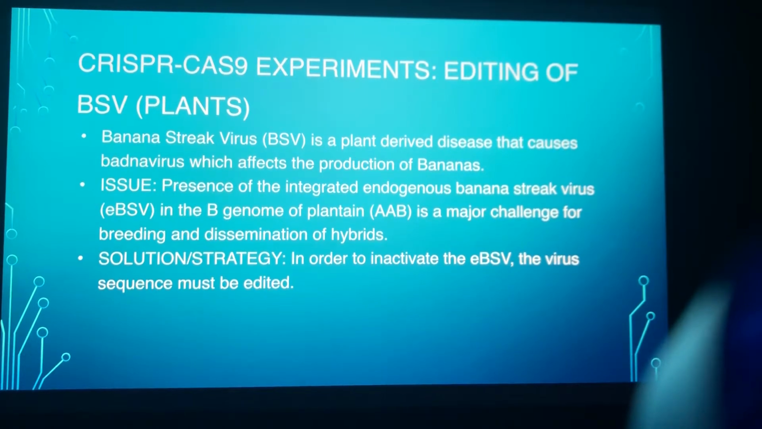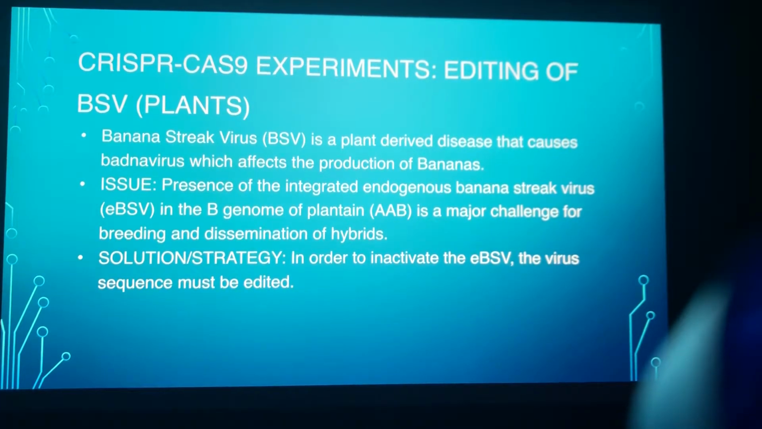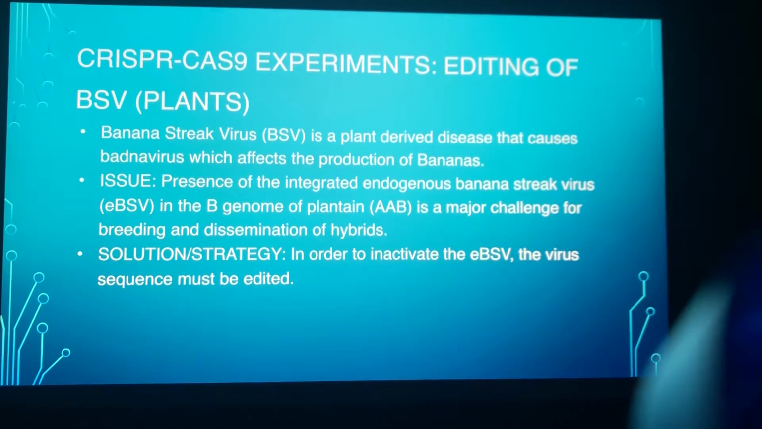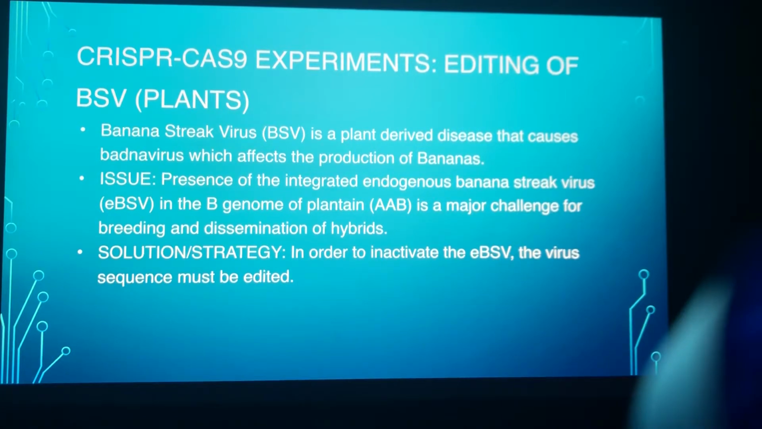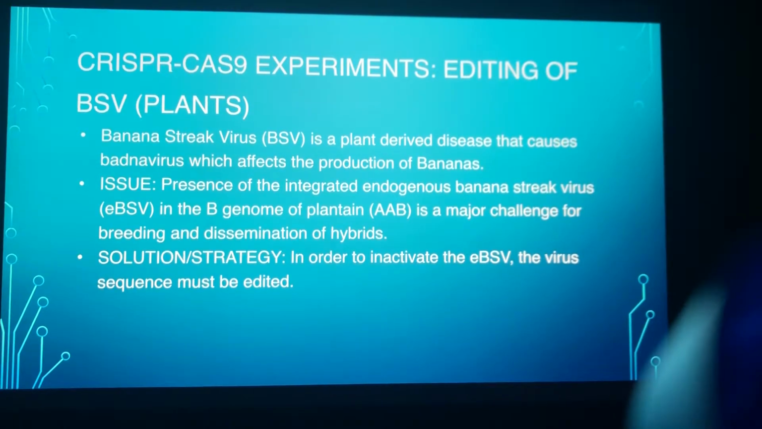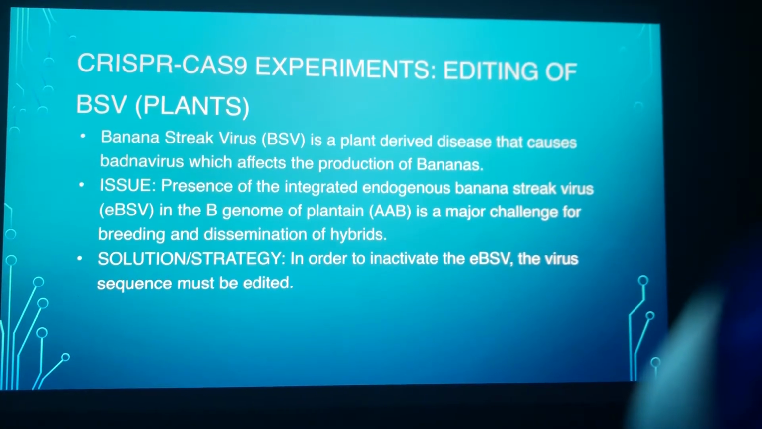CRISPR-Cas9 experiments, editing of BSV. Banana streak virus is a plant-derived disease that causes badnavirus, which affects the production of bananas. The issue is the presence of the integrated endogenous banana streak virus in the B genome of plantain, a major challenge for breeding and dissemination of hybrids. The solution: in order to inactivate the eBSV, the virus sequence must be edited.